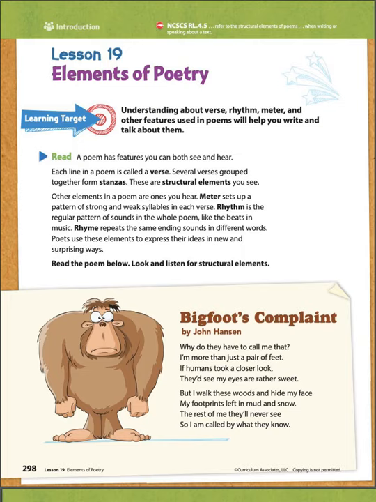I want you to think about how a poem looks different from a story in a book. A story has paragraphs and often chapters. A poem has lines and stanzas. Each stanza is a group of lines about one topic or idea in the poem.